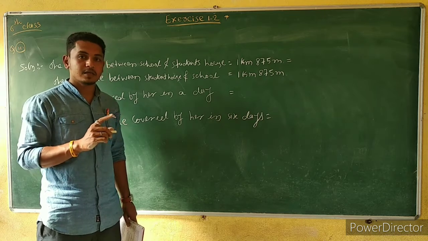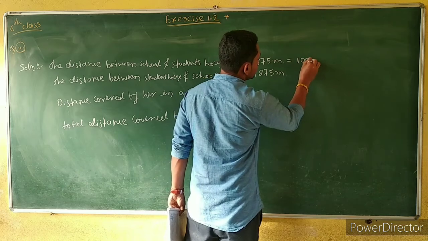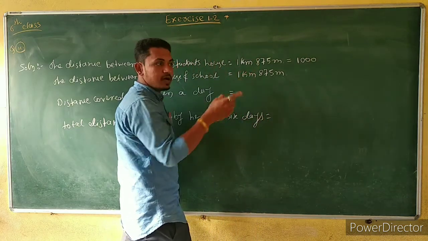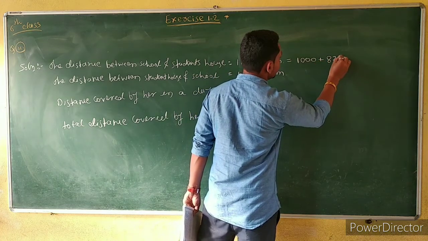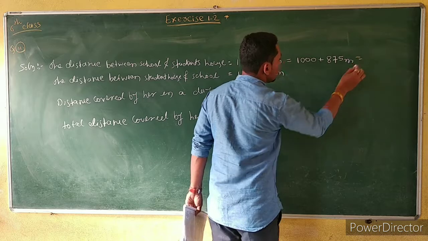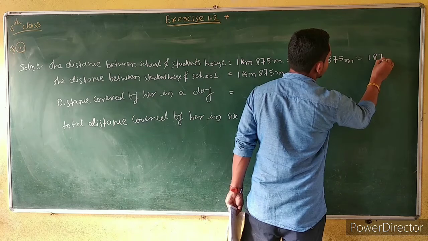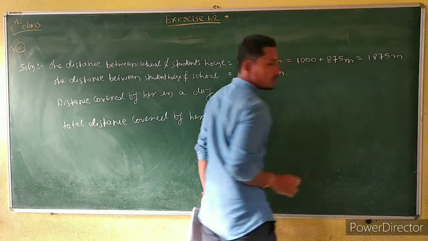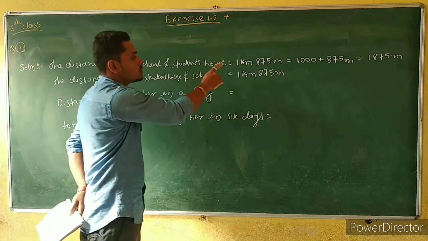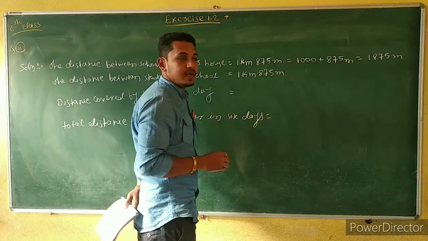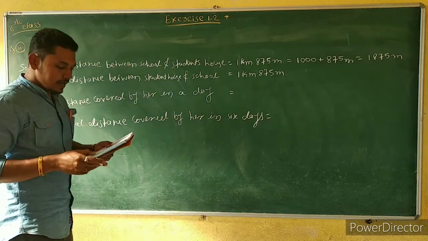Kilo means 1000. Is it right? So 1 kilometer means 1000 meter. So 1000 plus 875 meter is equal to 1875 meter. So therefore the total distance between the school and student's house is 1875 meter.